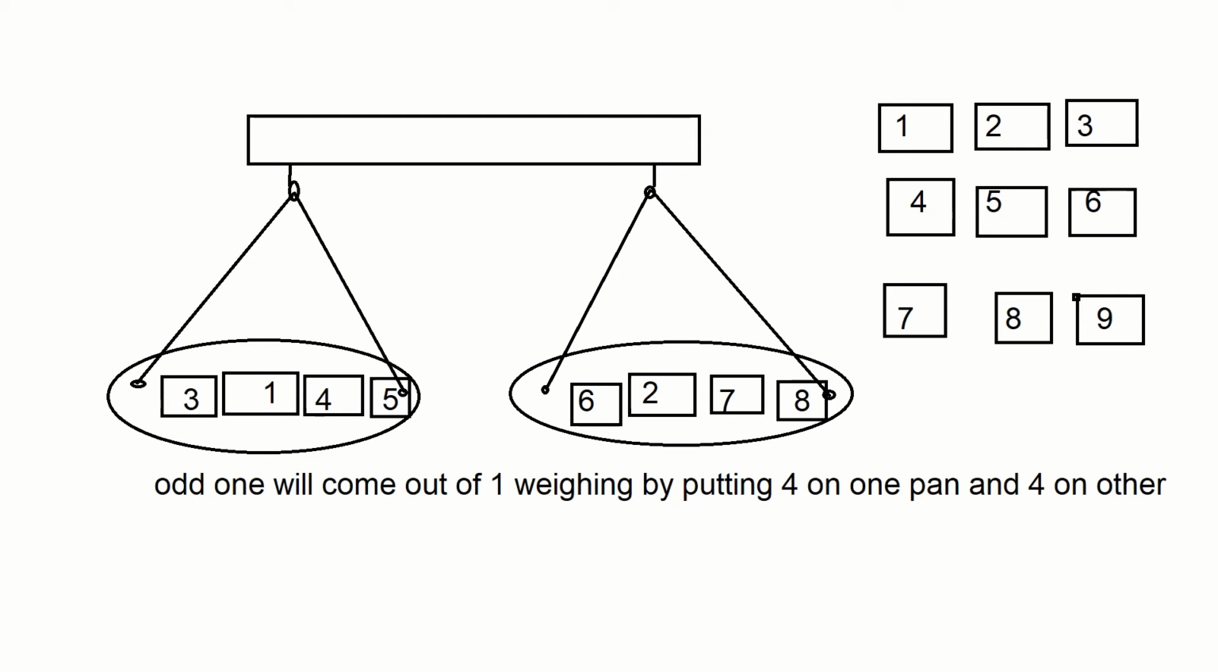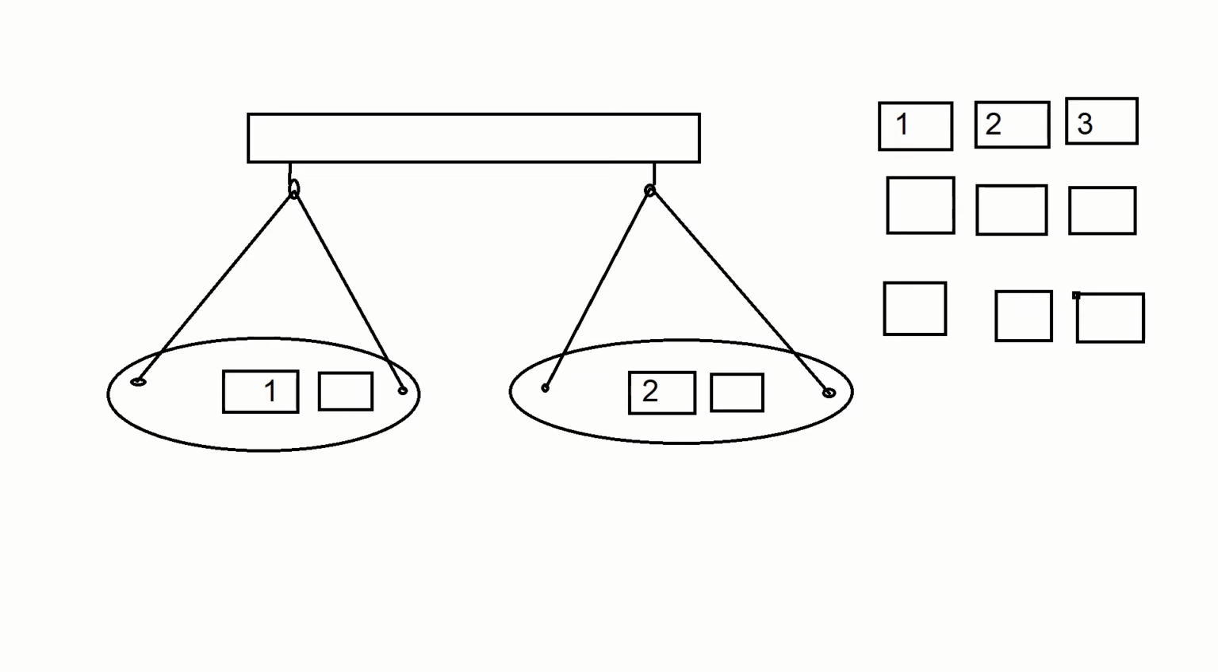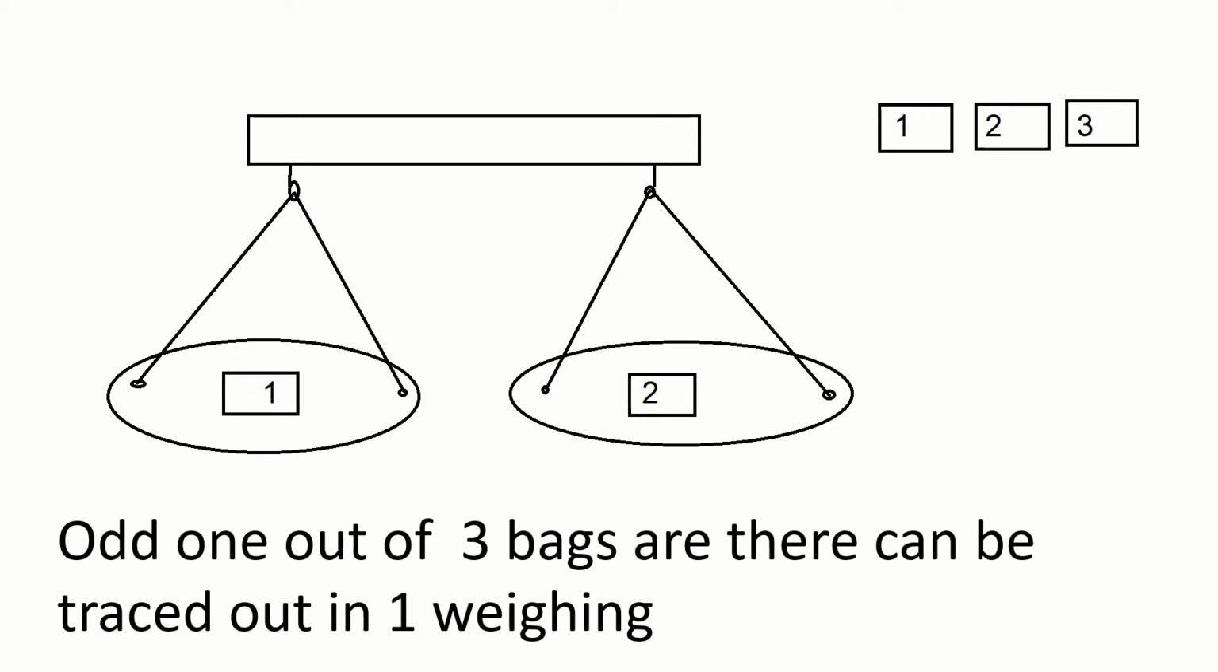So generally people think like this, but there is a simpler way, with a more minimal number of weighings, of finding the odd one out of the given things. First we will see 3 things. Suppose 3 bags of rice are there, and one odd one, a bag which has more weight. To find the odd one out of the 3 bags, we use only one weighing. In one weighing we can say the odd one.